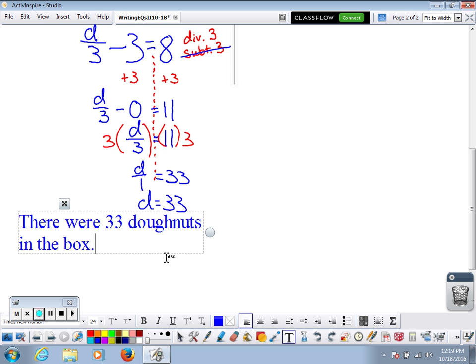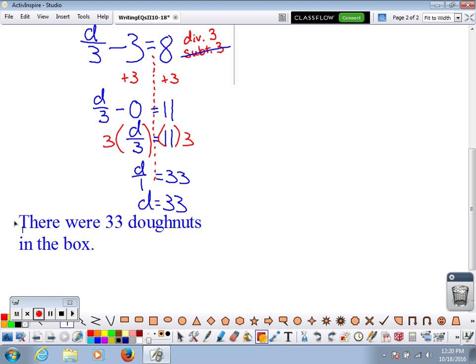Now ask ourselves, does that seem reasonable? Is it reasonable to have a box with 33 donuts in it? Yeah. I mean, it's kind of a lot of donuts in one box, but it could be a multi-level box. So sure, 33 donuts in the box.